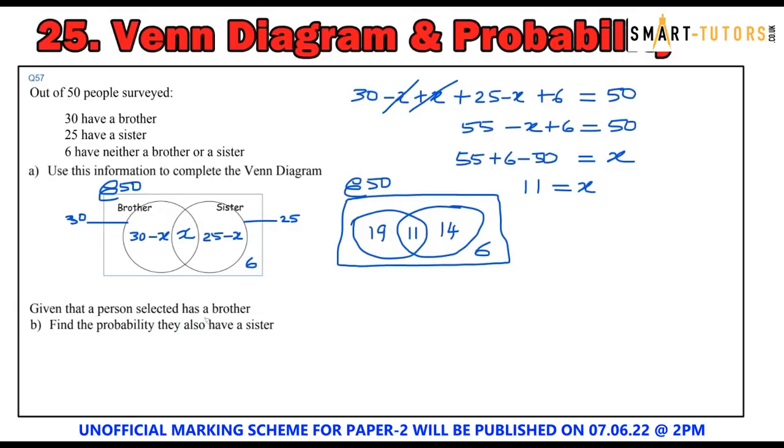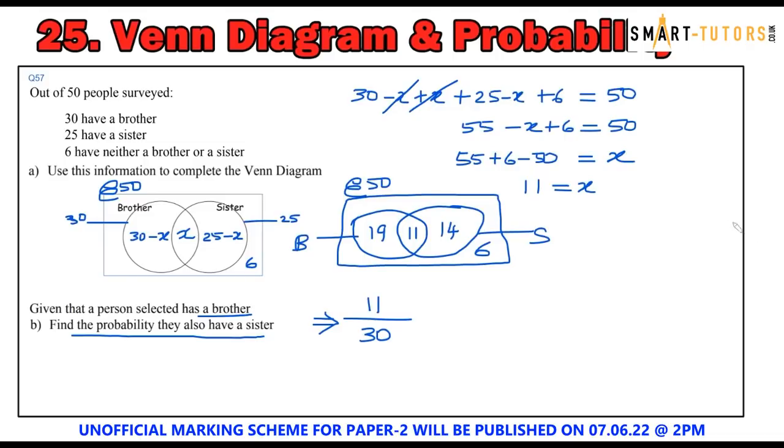Given that a person selected has a brother, so this is the brother circle and this is the sister circle. Given that conditional probability, out of the 30 people who have a brother, how many also have a sister? So out of the brother circle people, 11 people have a sister, right? So that is the answer for the B part. Question number 57 is done.